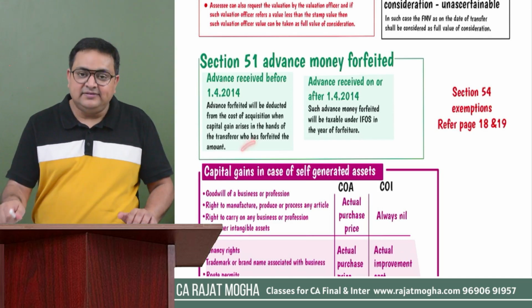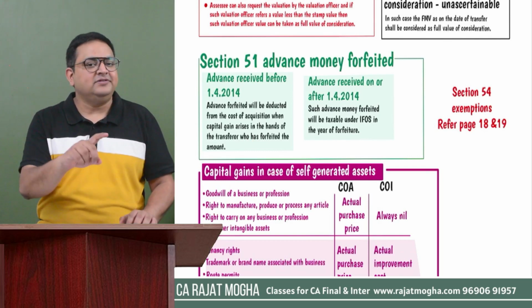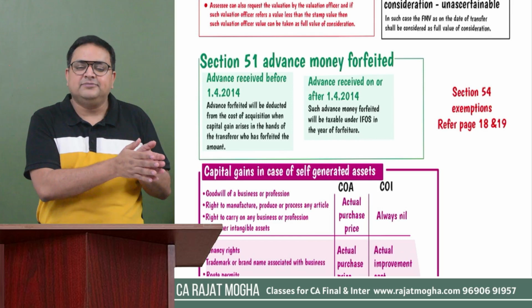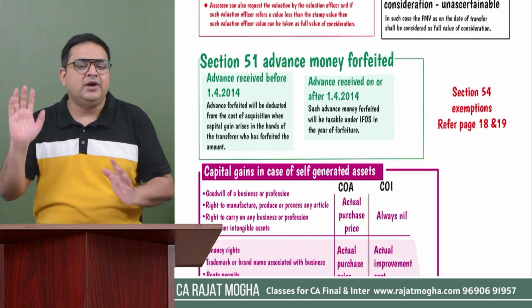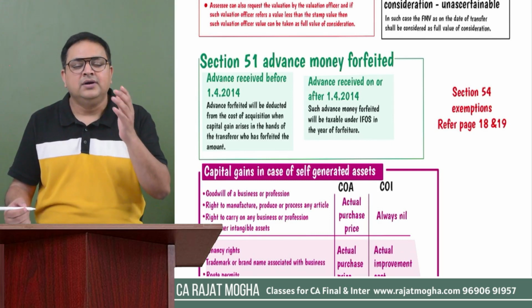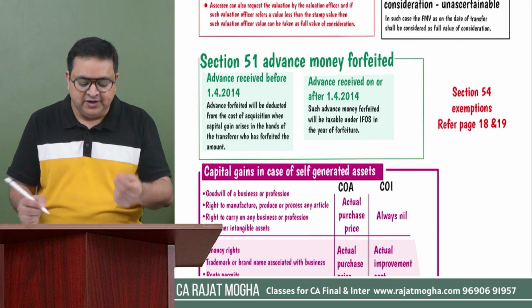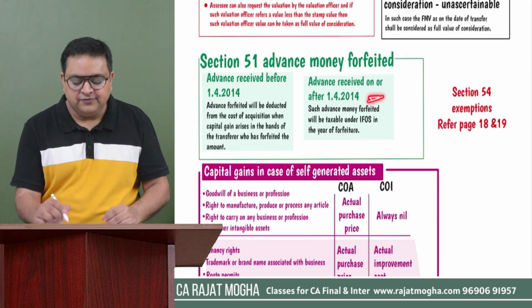But if someone else is selling that asset, and the assessee who has forfeited is not selling the asset, let's say this person has subsequently transferred their asset to their daughter, and now their daughter is selling the asset, then you cannot reduce it from the cost, right? So you have to determine when the advance money was forfeited. Is it before 1st April 2014 or on or after 1/4/2014?